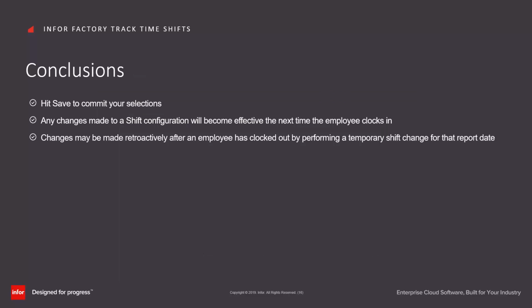So once a shift has been created, we need to hit save to commit these selections. Any changes made to a shift configuration will become effective the next time the employee clocks in, and changes may be made retroactively after an employee is clocked out by performing a temporary shift change for that report date. More details on setting up a shift can be found in the Shift Details video.